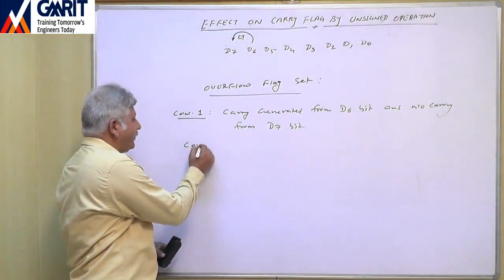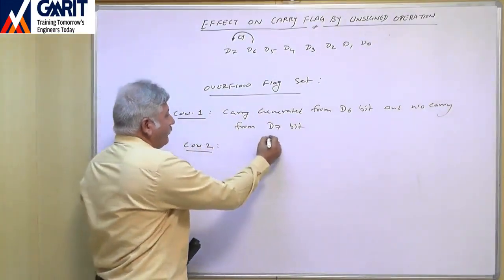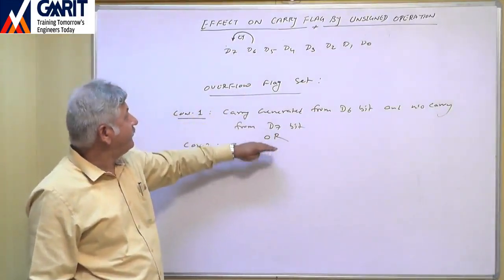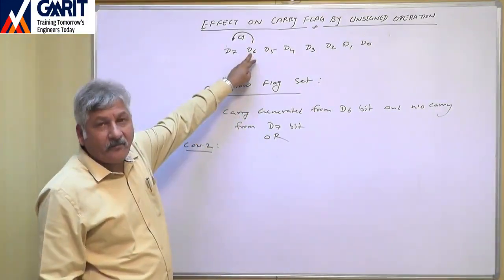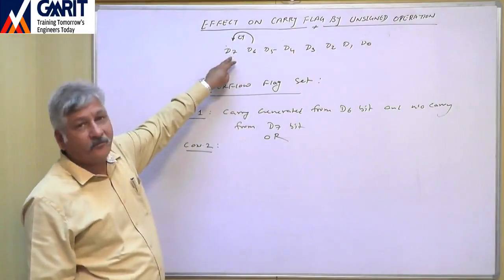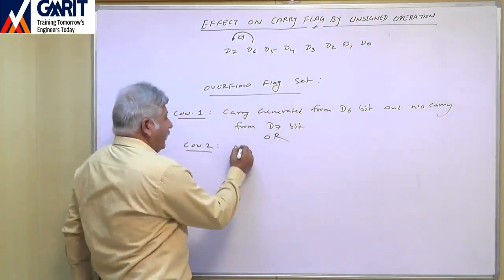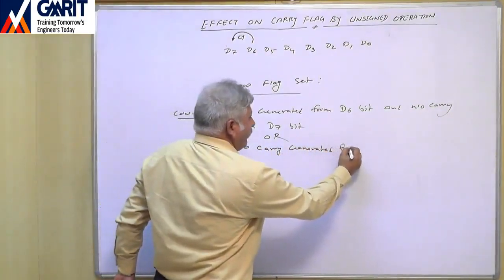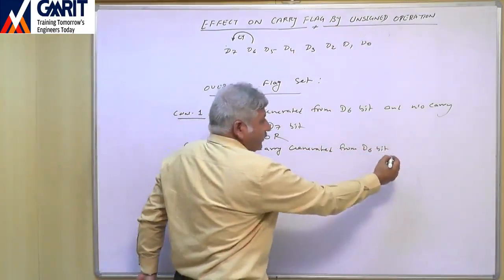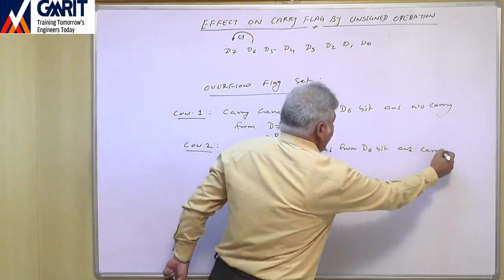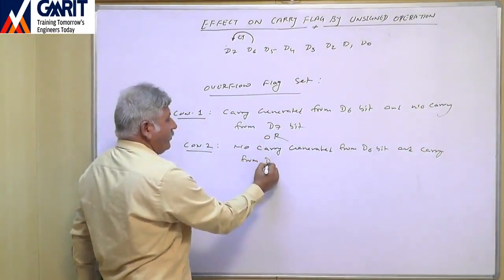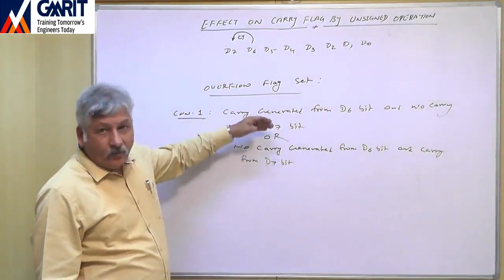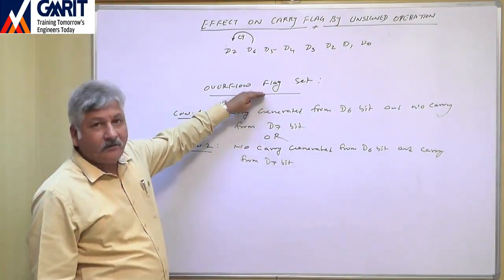There is another condition, condition number 2. Or, if no carry is generated from the D6th bit and carry is generated from the D7th bit. No carry generated from the D6th bit and carry from the D7th bit. So in either of these two conditions, the overflow flag will set.